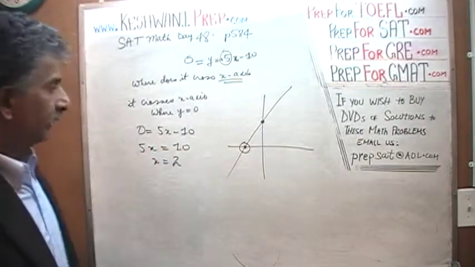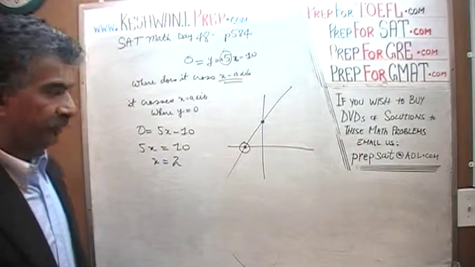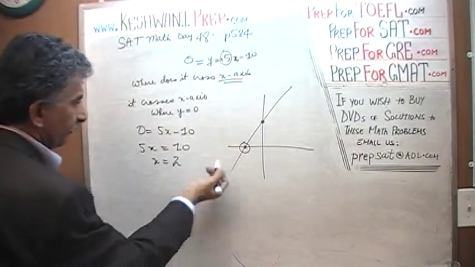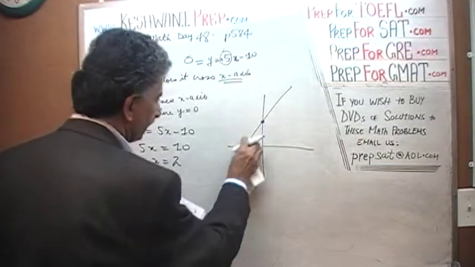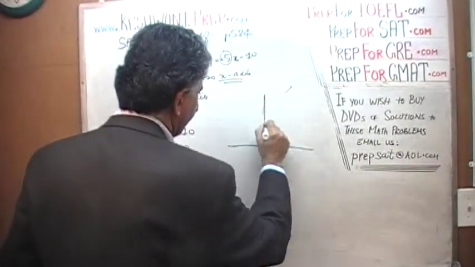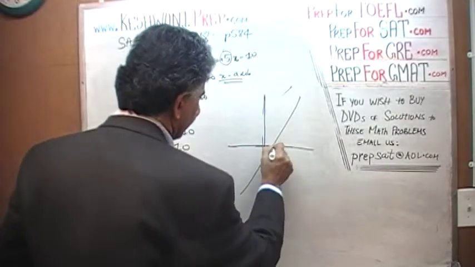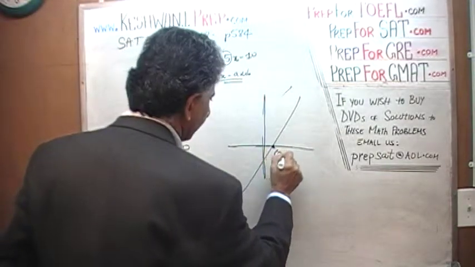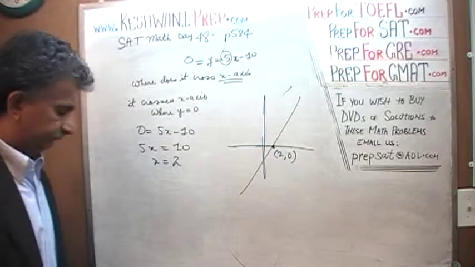X equals 2. So apparently I did not plot it this way. It is positively sloped, but that's not x equals 2. Here I'm showing it as a negative coordinate, so it's not here somewhere. It crosses the x-axis right here somewhere. So here x equals 2 and y equals 0. That's it.